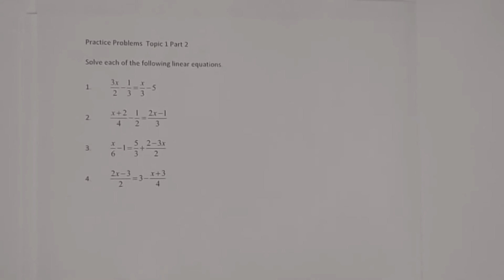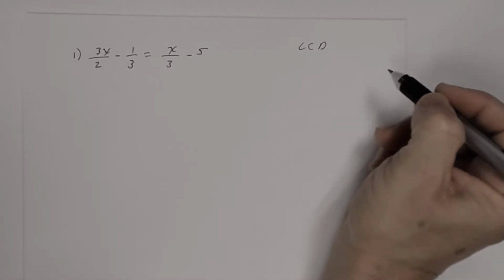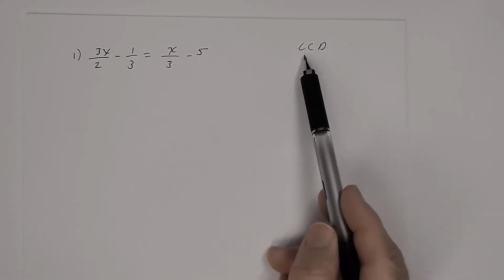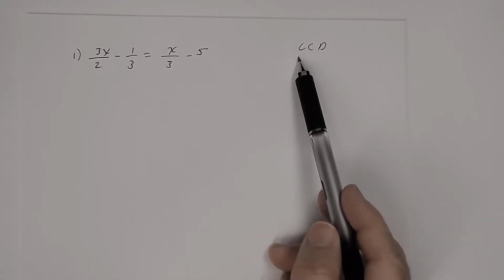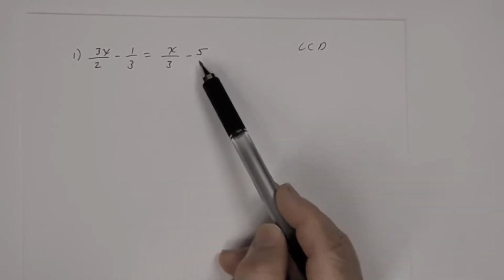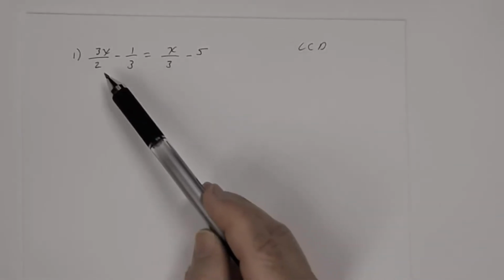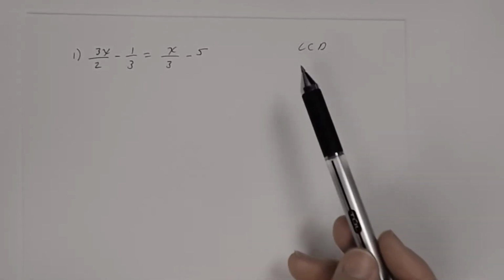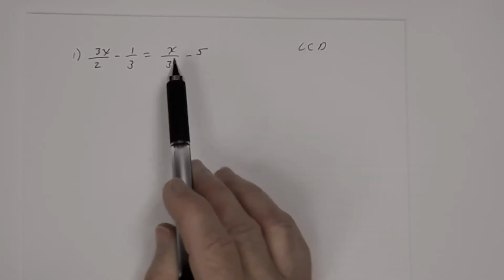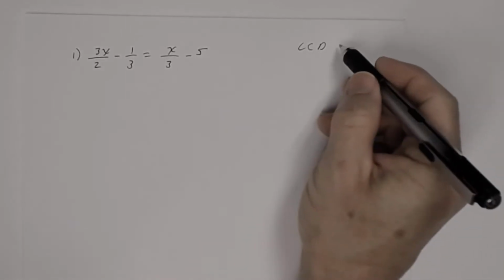So what you want to do first is find the least common denominator. Now you can use any common denominator, but you want to use the least. The least will make things easier for you. So if you look at the denominators, you have 2, 3, 3, and 1. And the smallest number that 2, 3, 3, and 1 go into is 6. So 2 goes into 6, 3 goes into 6, 3 goes into 6, 1 goes into 6. Okay? So the least common denominator here is 6.